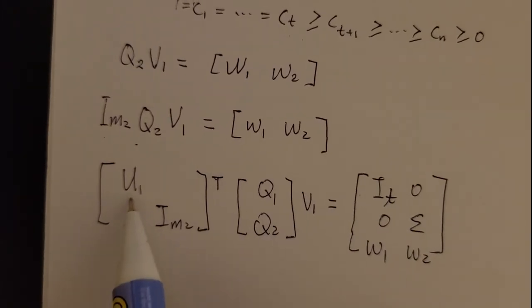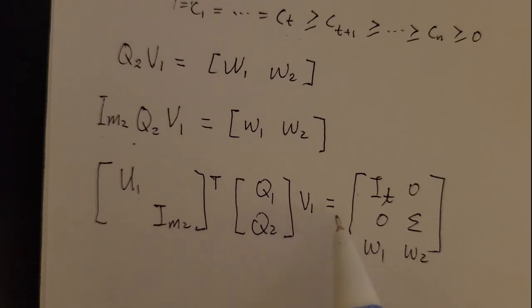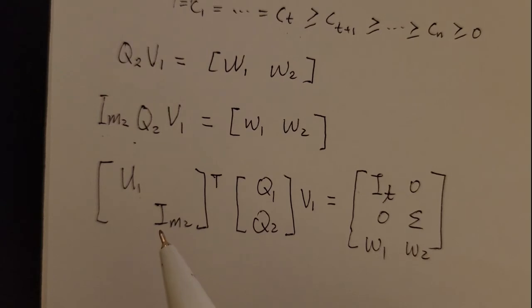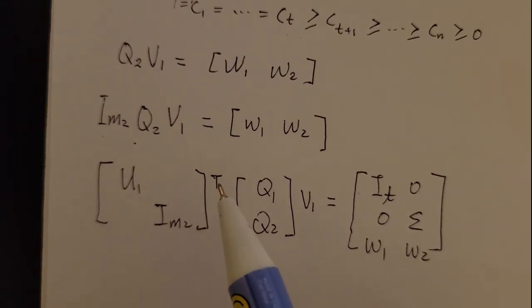So as you can see, U1 transpose Q1 times V1 equals the identity matrix, 0, 0, and sigma, which is what we had in the previous equation. Then we added this equation to the bottom of the previous equation, which turns this equation into the identity matrix of M2, and this is 0 and 0. The transpose of the identity matrix is the same, so it doesn't really matter whether we apply the transpose or not.